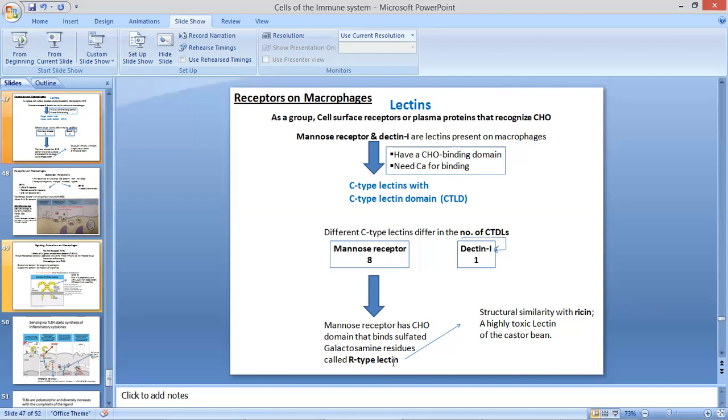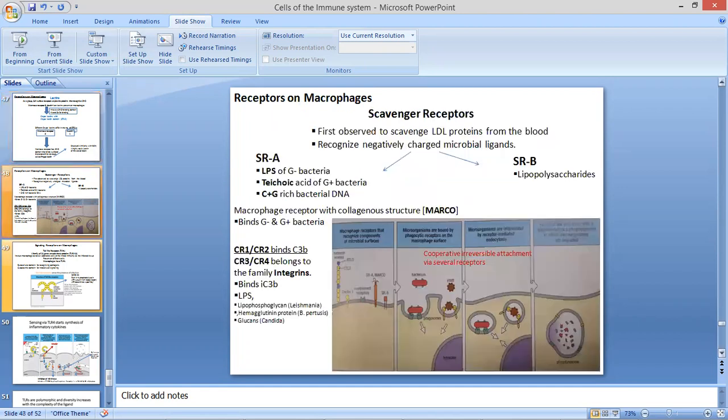This is the C-type lectin. There's an R-type lectin as well. And why is it called R-type lectin in the case of the mannose receptor? Because this domain is structurally similar to ricin, which is a highly toxic lectin or carbohydrate-binding protein of the castor bean. So that's why this mannose receptor also has another domain for binding with carbohydrates, and that domain, similar to ricin, is called R-type lectin, apart from the CTLD.